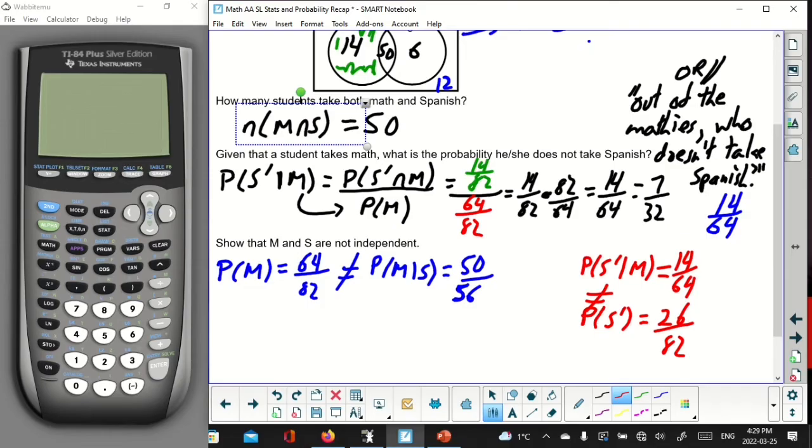So two different ways we could show it here. But clearly these two variables are associated with each other. That's not to say that taking math causes you to take Spanish, but they're not independent in this case. One last way you could check is just to see if the independent events multiplication formula works, which it does not here.